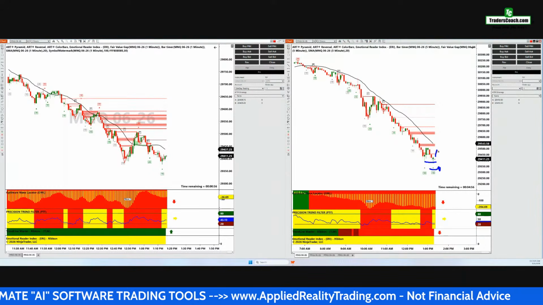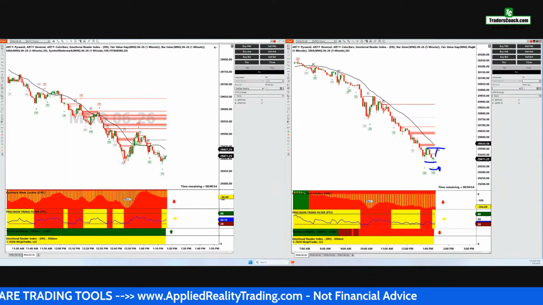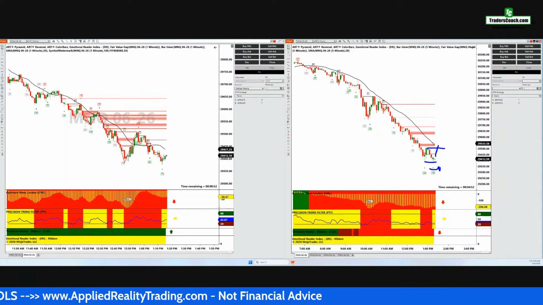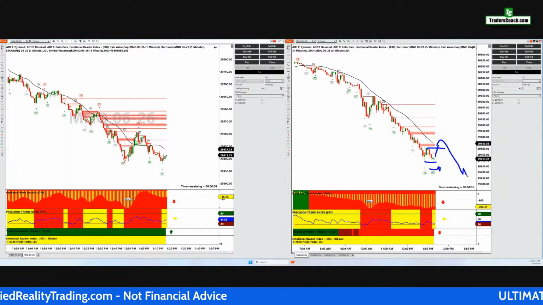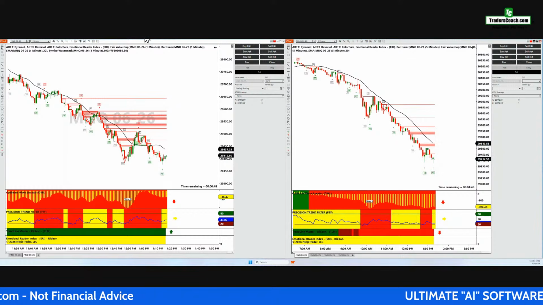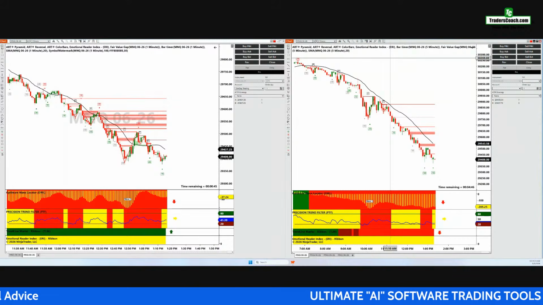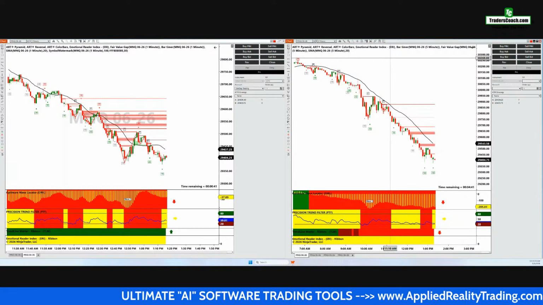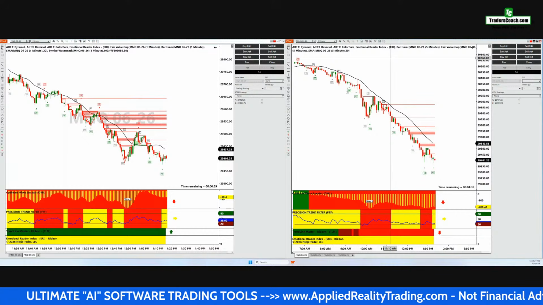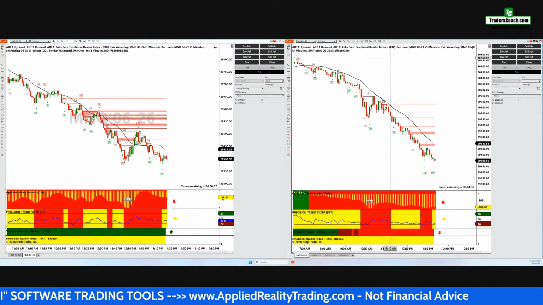If we get a fair value gap and can get above this structure, okay, that's a long, but it might just go up here and turn around and dump again. So you don't really have a change in trend unless you get a more significant move up. So I'm going to hold out here. I'm just going to be patient right now.